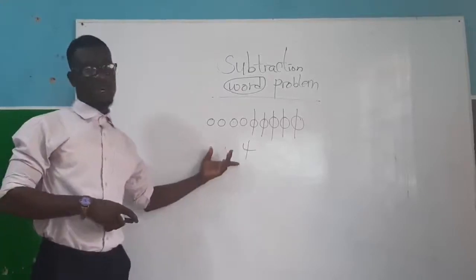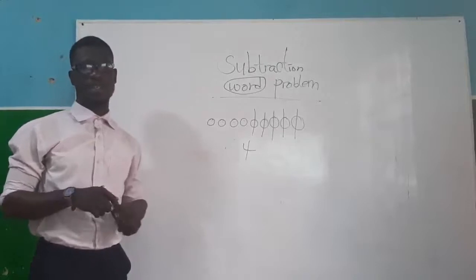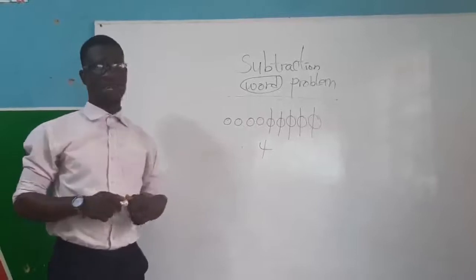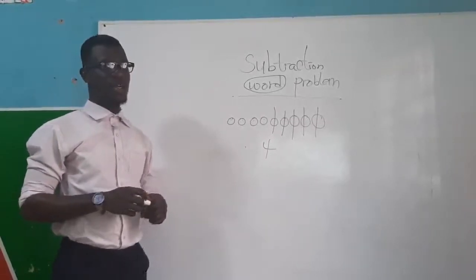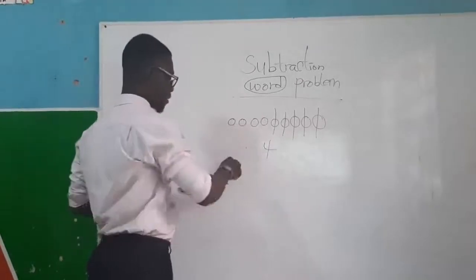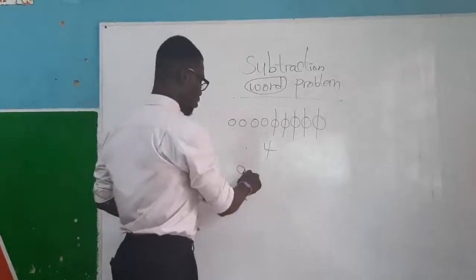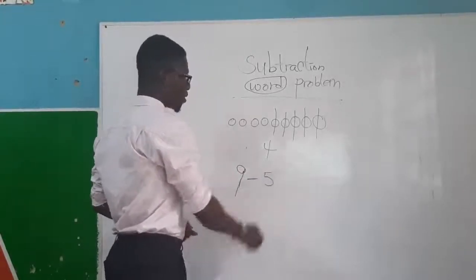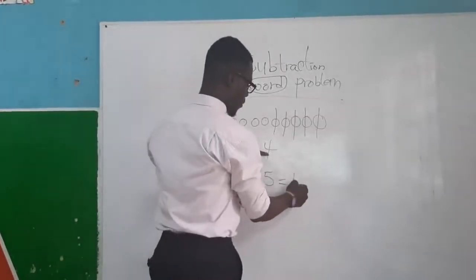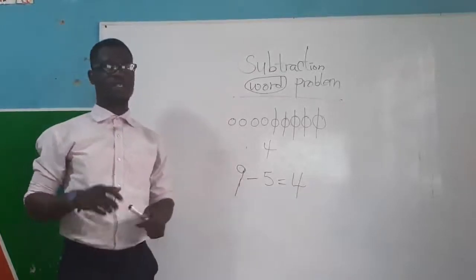When you finish with the word problem, you are not done. You also have to represent it as a subtraction sentence. And you represent it as the total number, which is 9, minus the number that we subtracted from the 9, which is 5. And after taking 5 from the 9, it is left with how many? 4. So you have to represent it as a subtraction sentence.